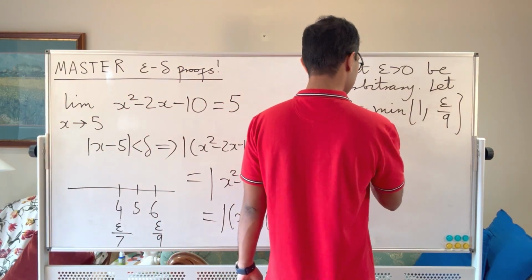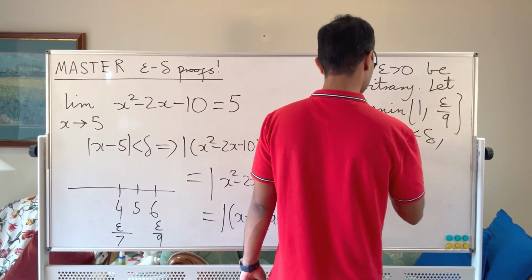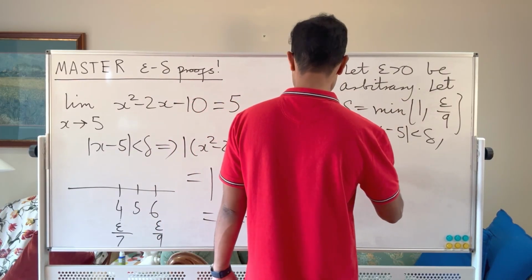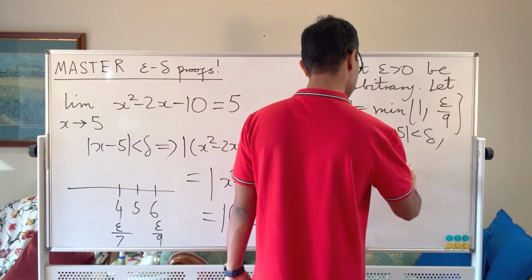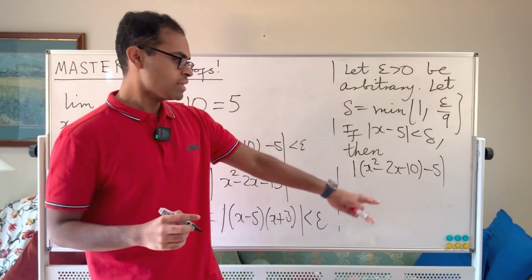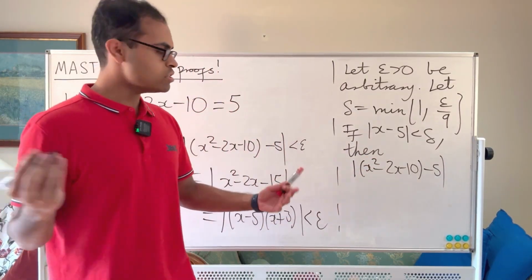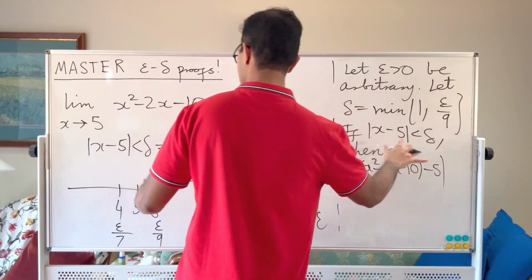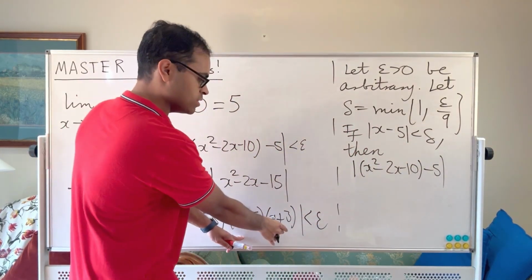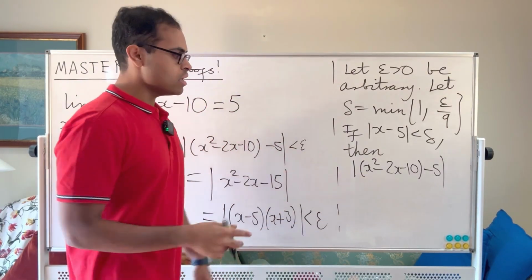Now we have that if the absolute value of x minus 5 is less than delta, then we know for a fact that the absolute value of x squared minus 2x minus 10 minus 5, and I'm writing this slightly differently from last time. We want to make this quantity small. So I'm going to simplify it to something in terms of the absolute value of x minus 5. You can do it either way: you can write out x minus 5 times x plus 3 is less than this, and then backtrack to this quantity. We can do it either way, but we're going to do it this way.